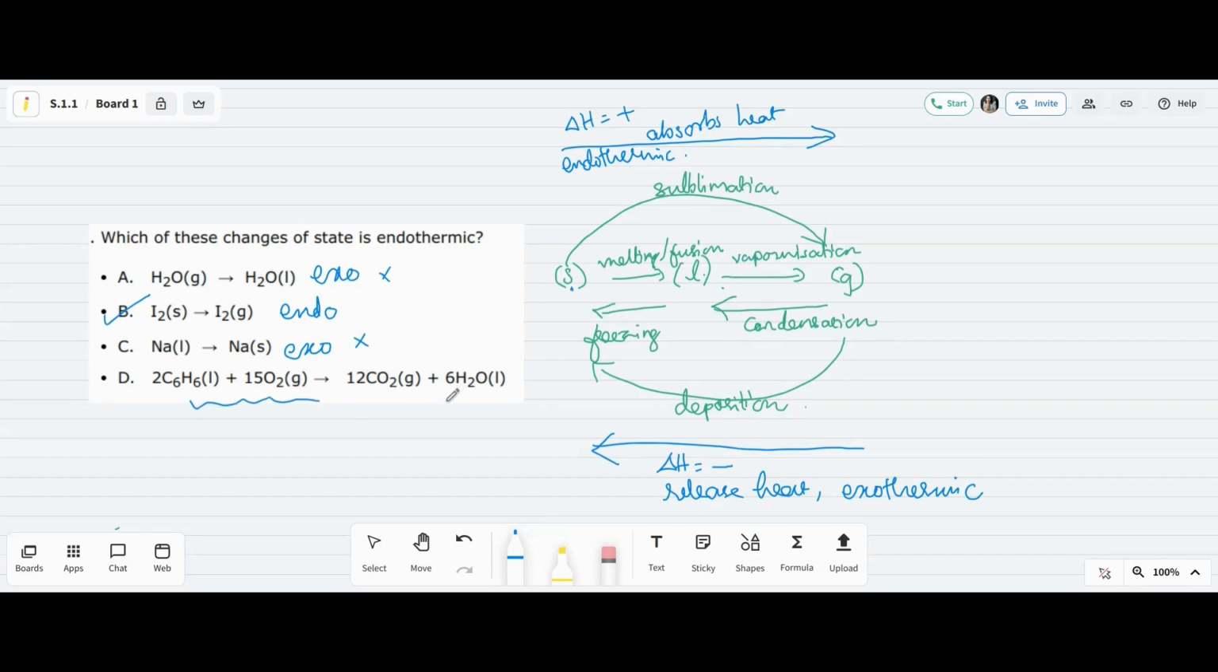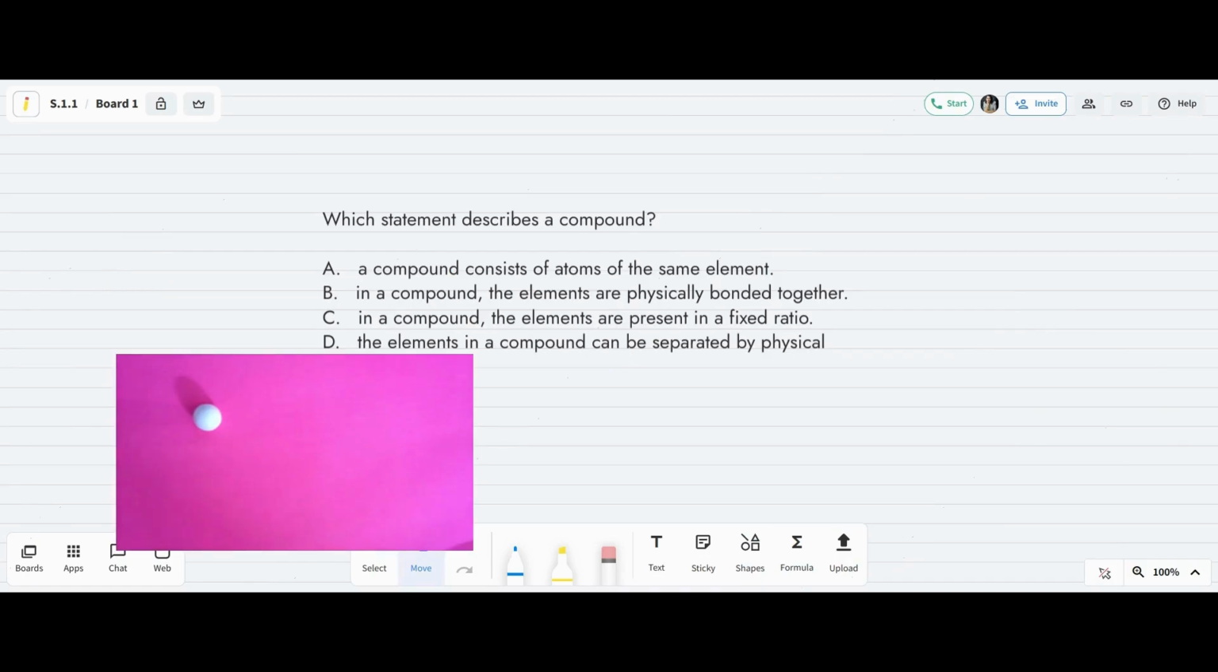This is the combustion reactions. All combustion reactions are exothermic. This is, let's say, an atom of hydrogen. And let's say this is an atom of oxygen.